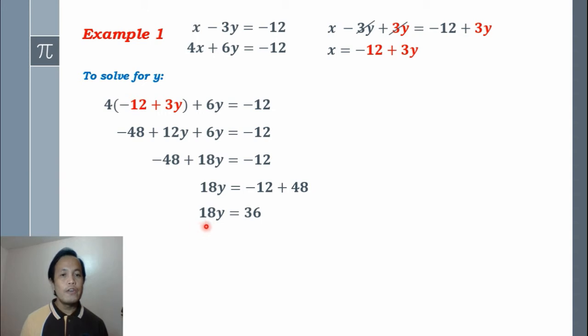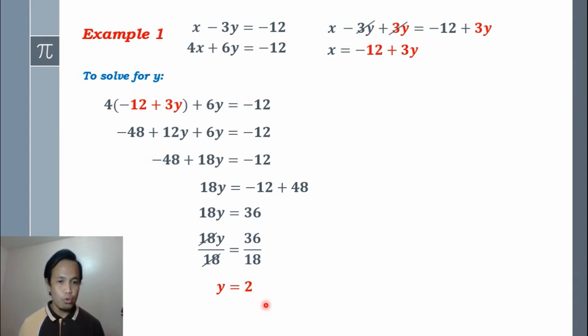And again, the operation between 18 and y is multiplication. To eliminate 18, because we are only going to solve for the value of y, we use the division property of equality. We divide both sides of the equation by 18. In this case, we have the 18 here and 18, so we can cancel out the 18. So what shall remain at the left side shall be y. Then 36 divided by 18 is 2. So therefore, for this set of equations, our y is equal to 2.